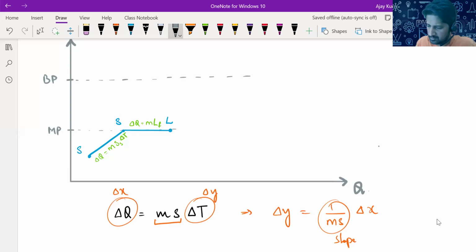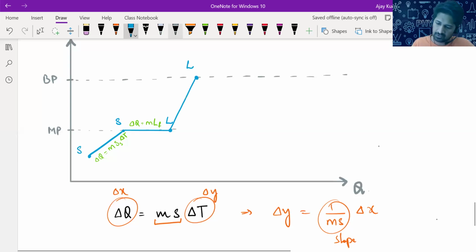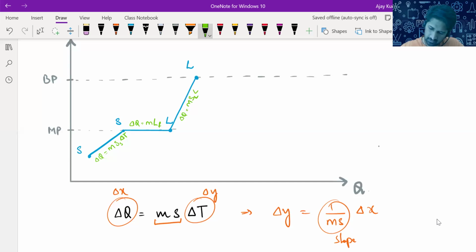So liquid at melting point is supplied heat. What will happen? Its temperature will rise, and it will rise linearly. The slope need not be the same as I mentioned. It depends on the specific heat. So let's say the liquid's temperature rises to the boiling point temperature. The equation governing this process will again be delta Q is equal to Ms delta T, but this time you will have to take the specific heat of liquid.